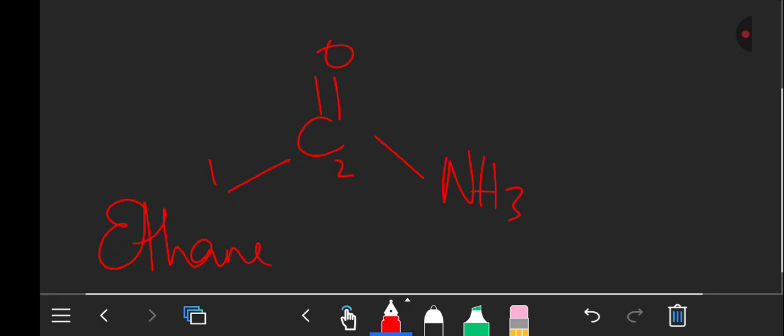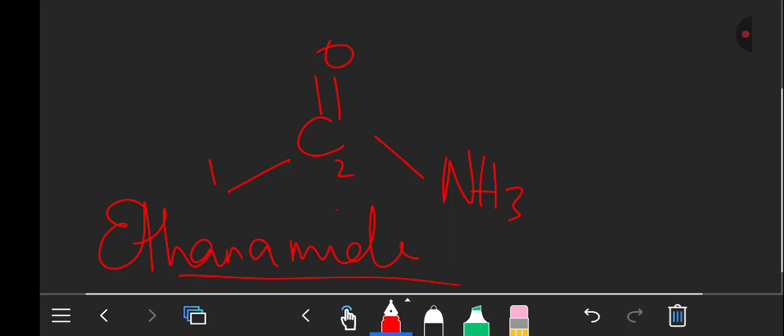Ethane. But this is an amide. So I'll remove this E and replace it with amide. So it will be ethanamide. Okay, that is the name of this amide. So it will be ethanamide.